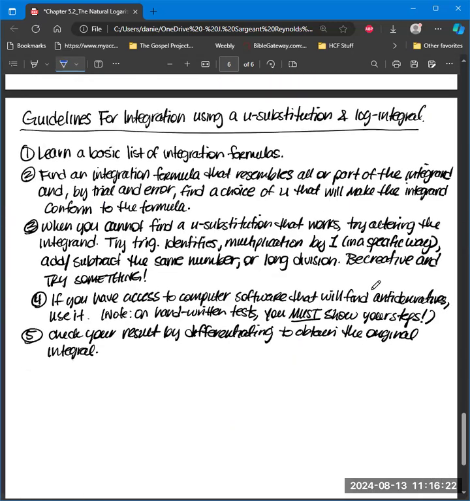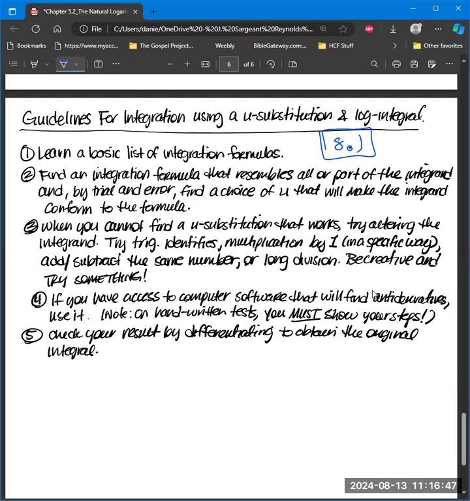Guidelines for integration when using u substitution and log integrals. Just know your basic list of integration formulas from chapter 4. That's actually where we're going to start in chapter 8. So 8.1 is just going to be a review of this. It's a good place to look in your textbook for everything.